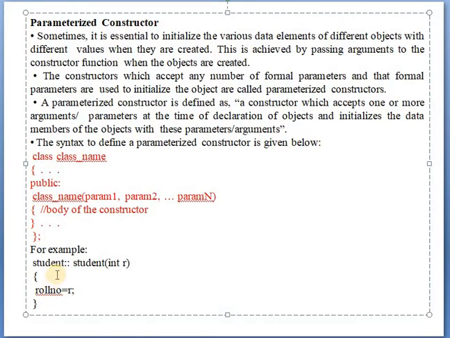Now see here the example: Student, scope resolution operator, Student, integer r. Now this integer r is a parameter and this parameter is passed through the Student constructor, so it is known as a parameterized constructor. Now this r is a formal parameter, which is assigned to the actual parameter, that is the roll number. So roll number equal to r.